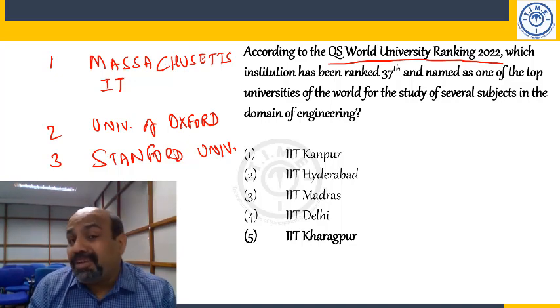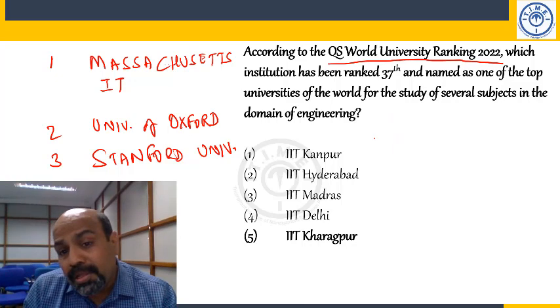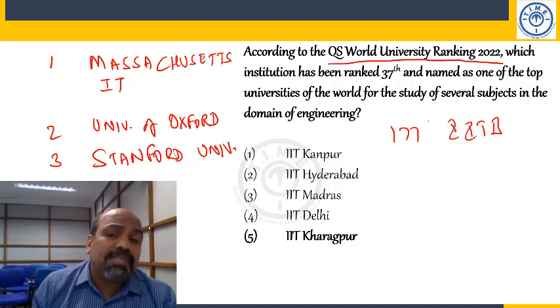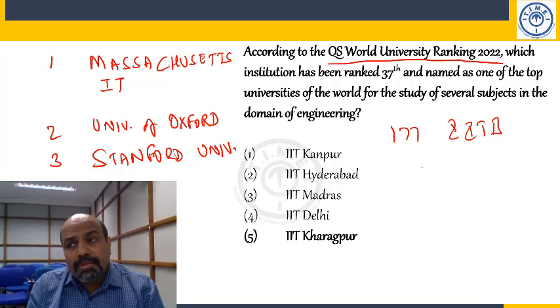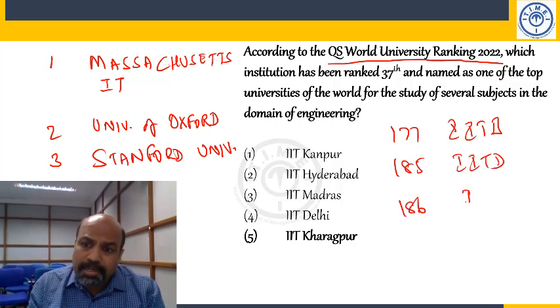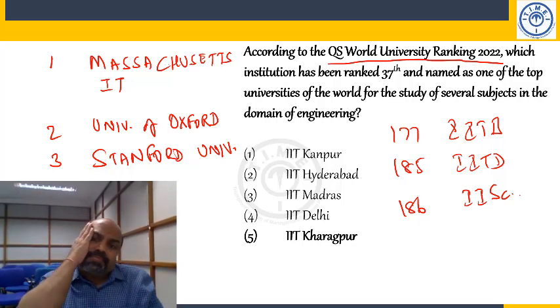What about India? Where do Indian institutions stand? Which is the highest ranked Indian institute? I was discussing this with a friend, so I remember the numbers. IIT Bombay at 177 globally, 185 is IIT Delhi, 186 is the Indian Institute of Science.